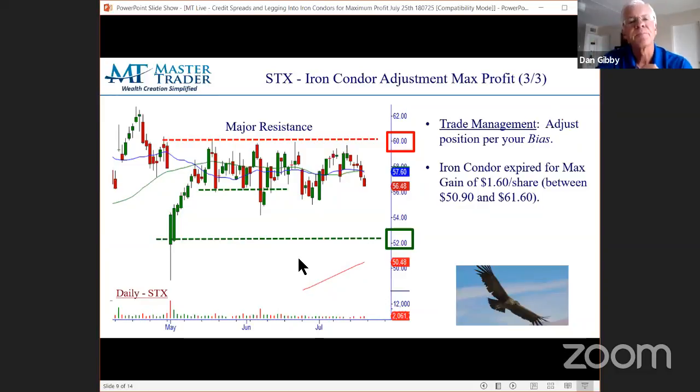Slide 3. It looks like it's working like a champ. We're still in trade management mode. And just in this small discussion that we've had here now for 33 minutes, ask yourself the following question. Is there any reason to do anything different on this iron condor, wide range bound stock?